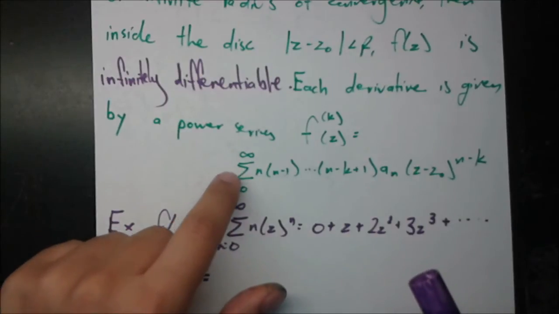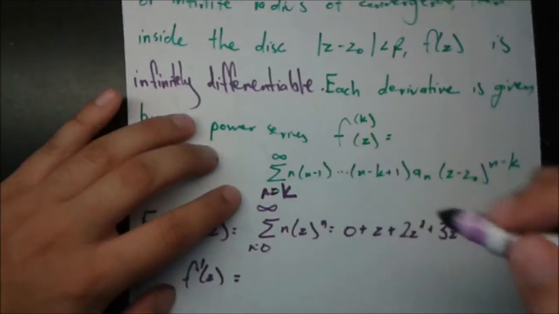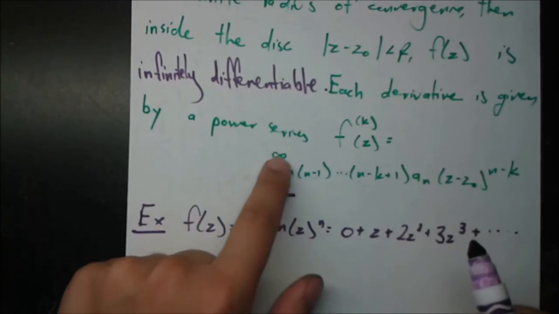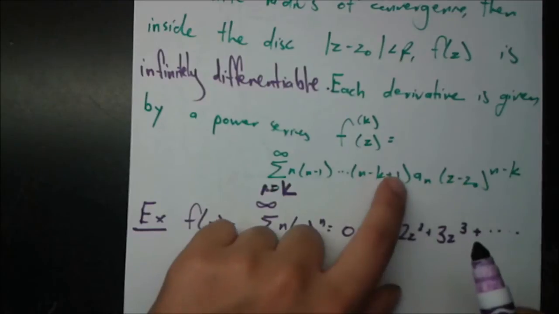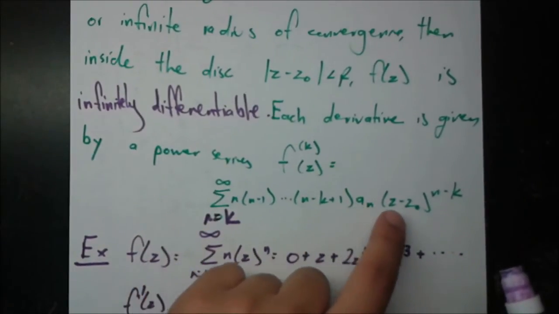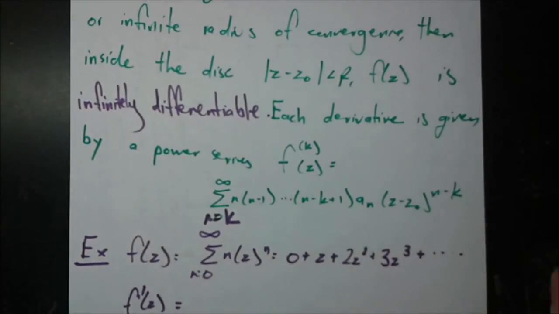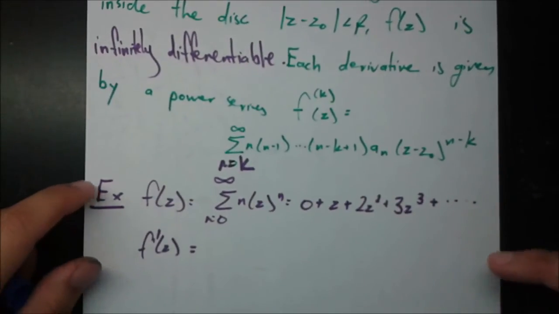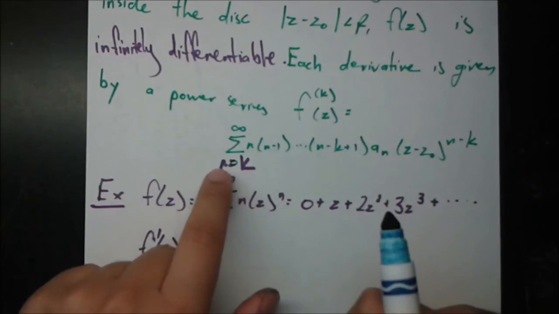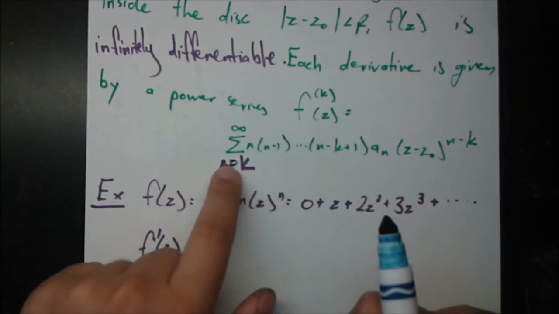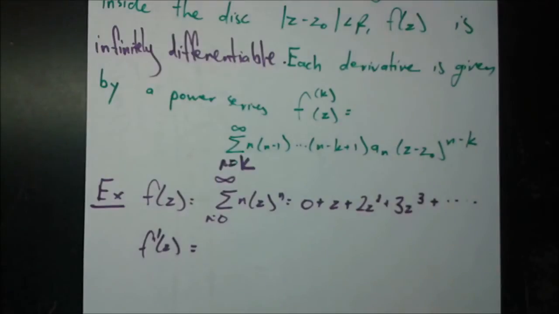So the sum from n equals k to infinity of n times n minus 1 all the way up to n minus k plus 1 times a sub n times z minus z naught to the power of n minus k. So you're probably thinking right now that's very messy. I agree, it's very messy. So we'll look at it by example and not worry too much about the exact definition. So let's just go right into this example. Let me remind you again, of course, I put the 0 here. It should be at n equals k. So you're starting at k. You're not always starting at 0. Okay, so our example is here.